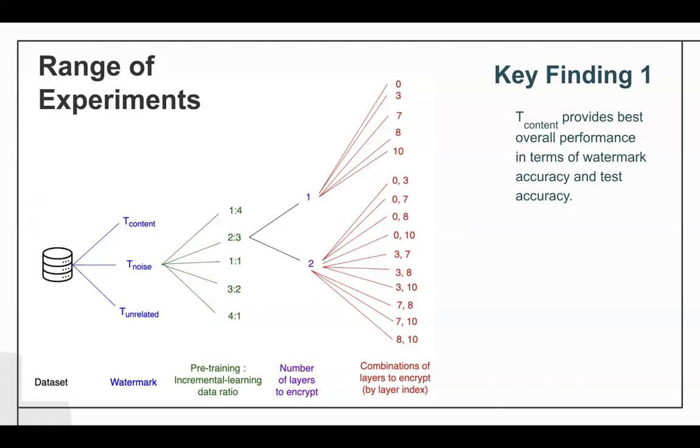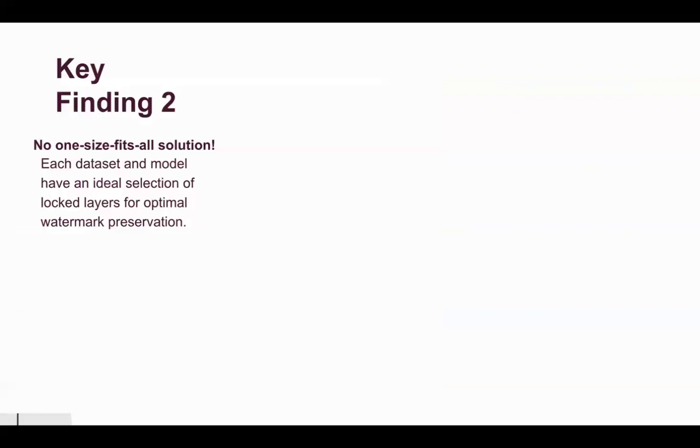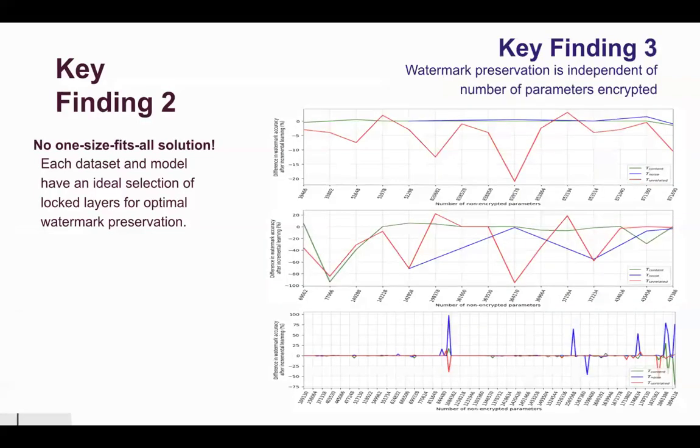Experimental results show that the trigger set with meaningful content embedded in the images provides the best overall performance in terms of watermark and test accuracy. However, there is no silver bullet to watermark preservation. Each dataset and its corresponding model has its own ideal selection of layers to lock in order to provide optimal watermark preservation. I also analyzed if the total number of parameters encrypted has an impact on watermark preservation. And from these 3 graphs, we see that there's little relationship between the two, regardless of the dataset or the trigger set designs.